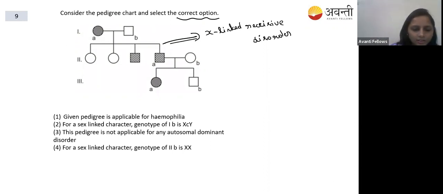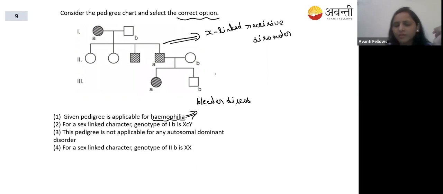Okay, fine. So let us come to option 1. The given pedigree is applicable to hemophilia. Yes, guys, it is applicable to hemophilia because the maximum affected are male here. So we can call it hemophilia. You know that hemophilia we also call the bleeder disease, right? Why do we call it a bleeder disease? There is a clotting factor 8 deficiency. It will lead to hemophilia, right?